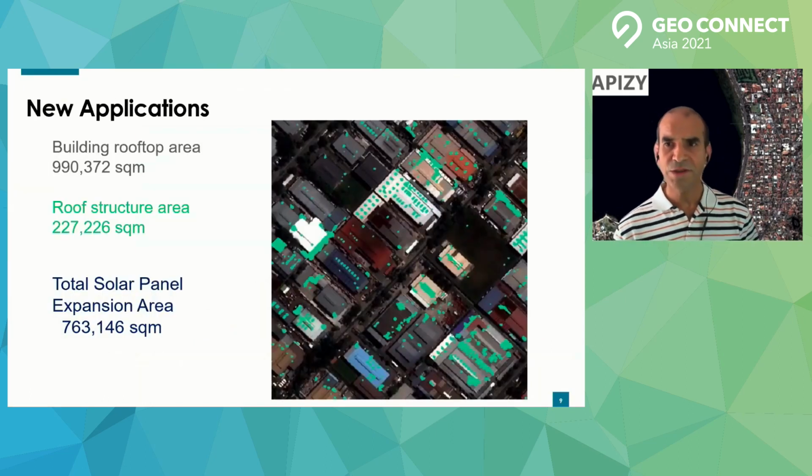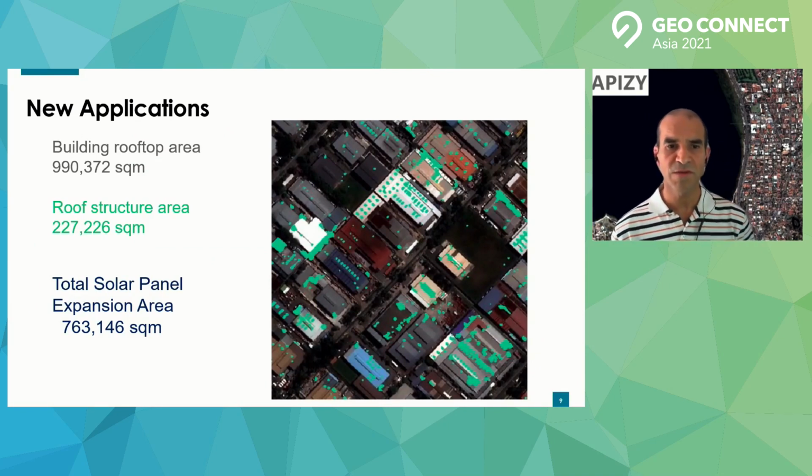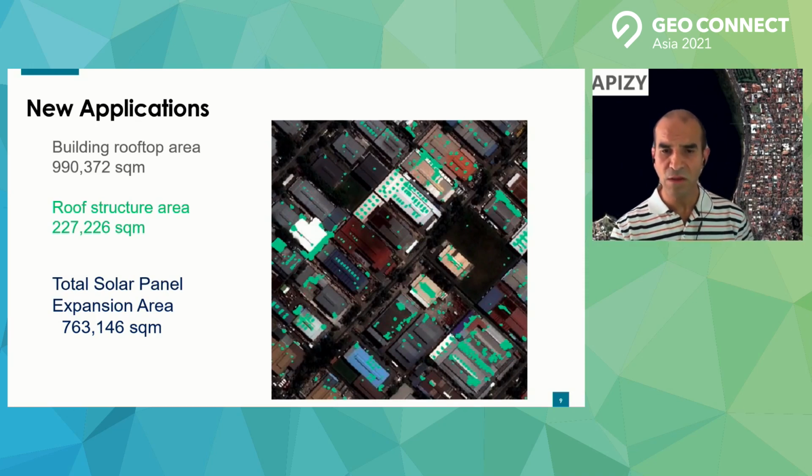Now, another interesting project that we completed in Singapore, which is particularly relevant, is using satellite imagery and AI to create some information about building rooftops. This project was done for JTC, and the purpose was finding those areas on the rooftop that are suitable for solar panel installation. People want to know how much energy they can create if they put solar panels on the rooftop.